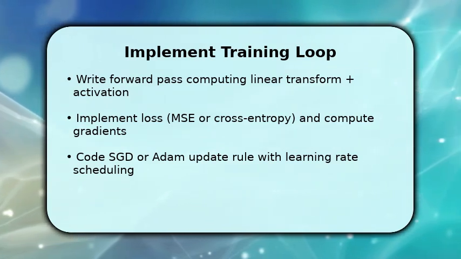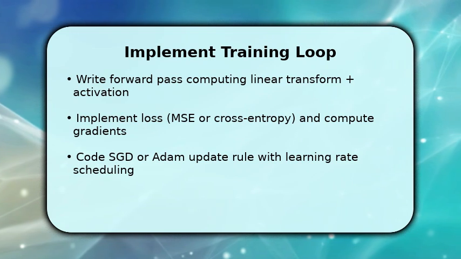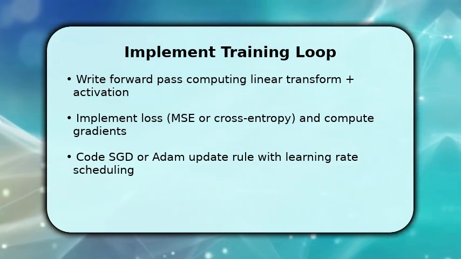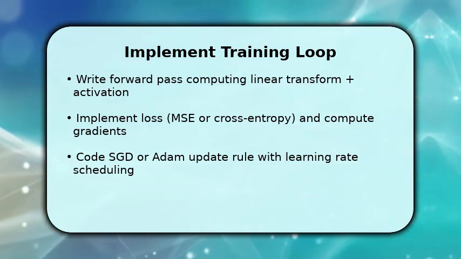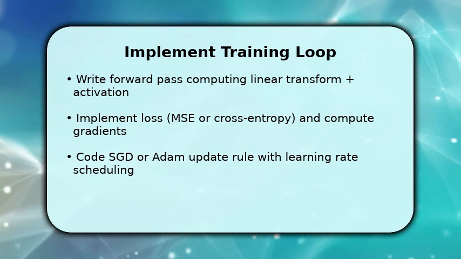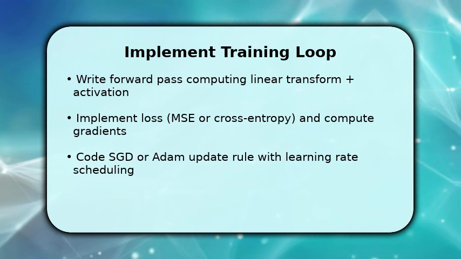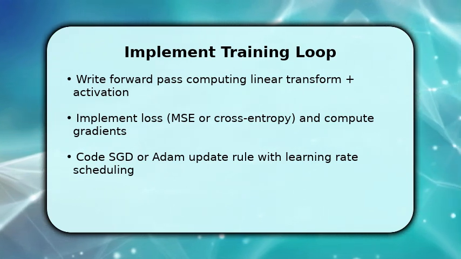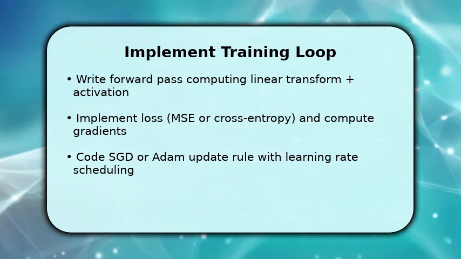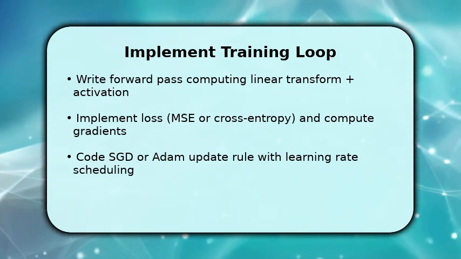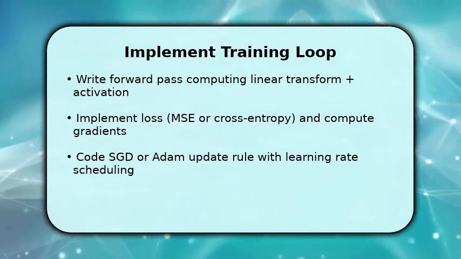You write a forward pass that saves intermediate activations and linear inputs for each layer. Then implement the loss function and derive gradients via backpropagation. Compute weight and bias gradients using the stored values. Once gradients are correct, apply an optimizer like SGD or Adam and update parameters. Include a learning rate and optional decay.